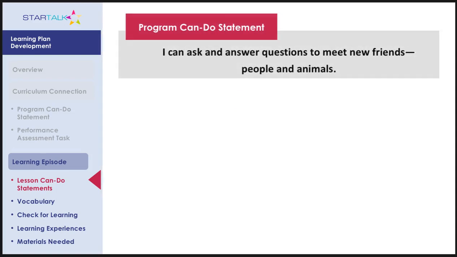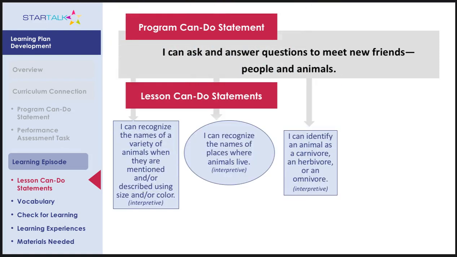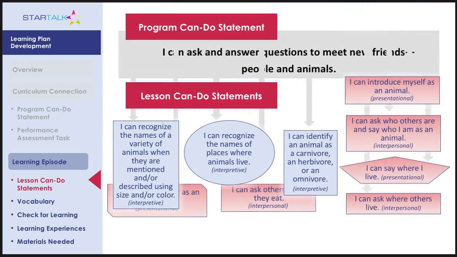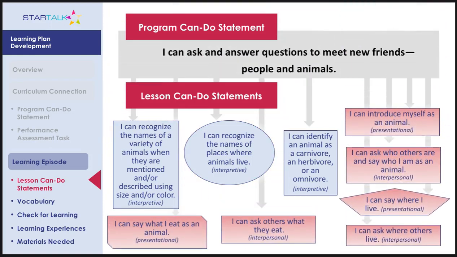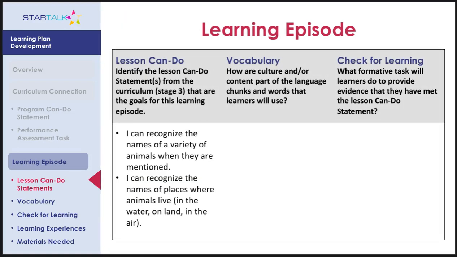As a reminder of that process, the program can-do statement was in place when, in Stage 3, the lesson can-do statements were decided, and programs thought carefully about the interpretive lesson can-do statements that they would use that would then anchor the interpersonal and presentational lesson can-do statements that students would use to demonstrate their learning. With this in place, the program is ready to move to the design of the learning episode.